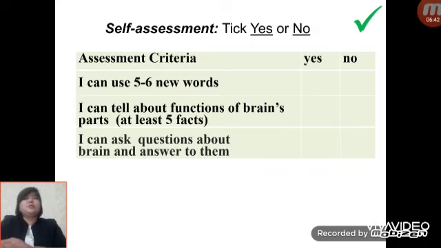Now let's return to self-assessment. Could you do these criteria? Could you use 5, 6 new words? Okay. And could you tell about functions of brain? Okay. And we are very glad that we asked questions about brain and answered to them. Okay.